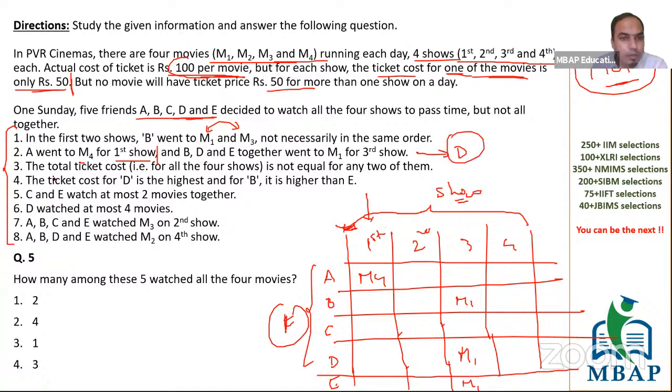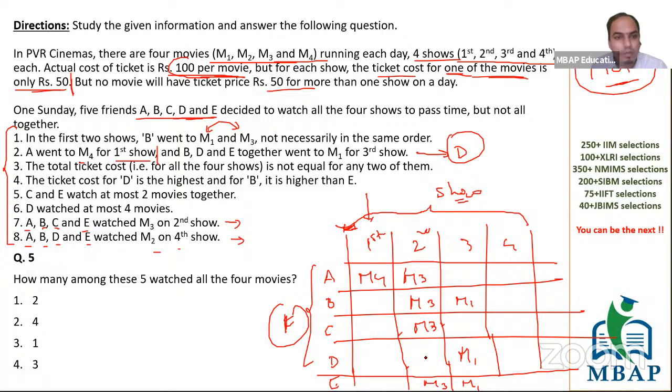Similarly, if you quickly scan through and read it, you will see A, B, C, E watched M3 on the second show, and A, B, D, E watched M2 on the fourth show. Putting this in gives me a lot of information. For the second show, it is M3 for A, for B also M3, for C also M3, and for E also M3.